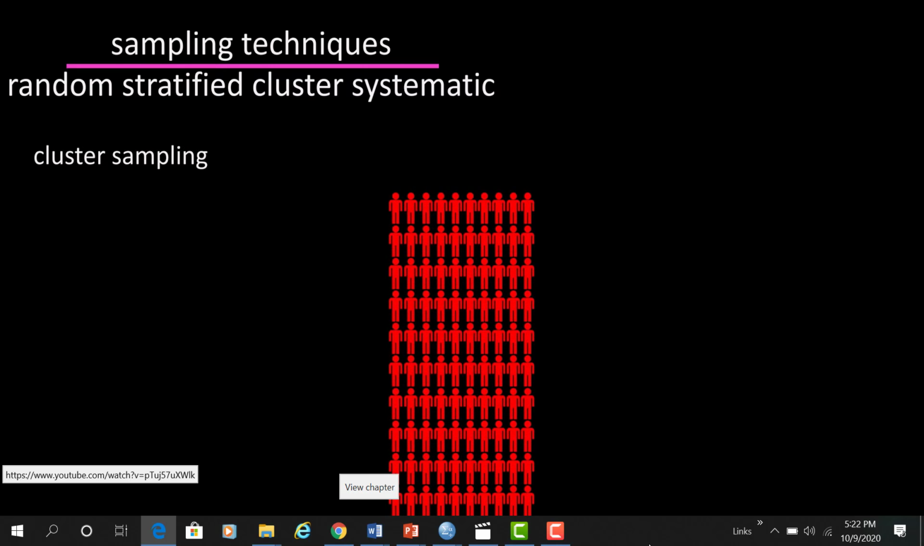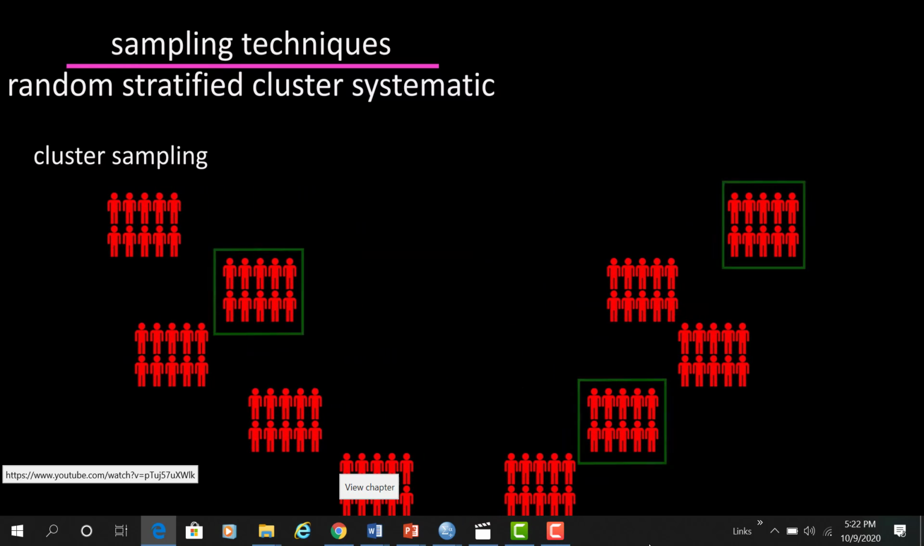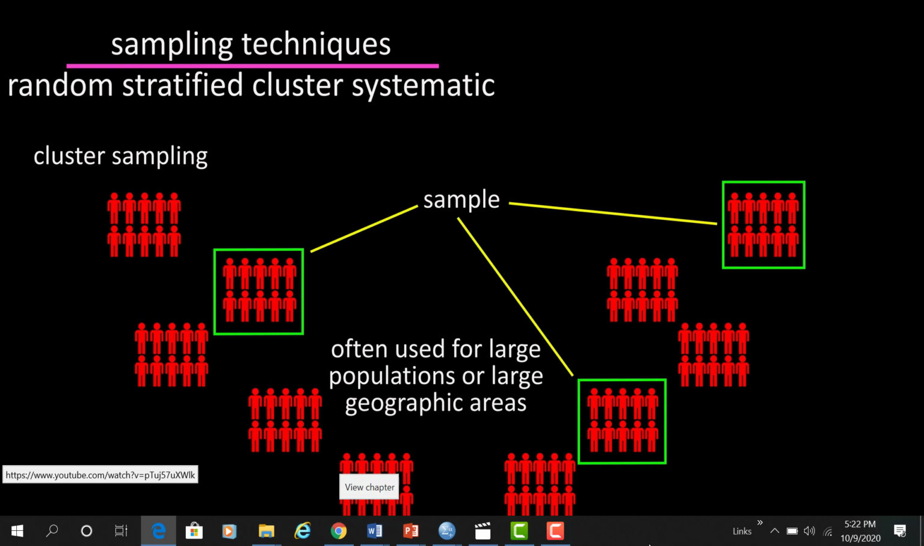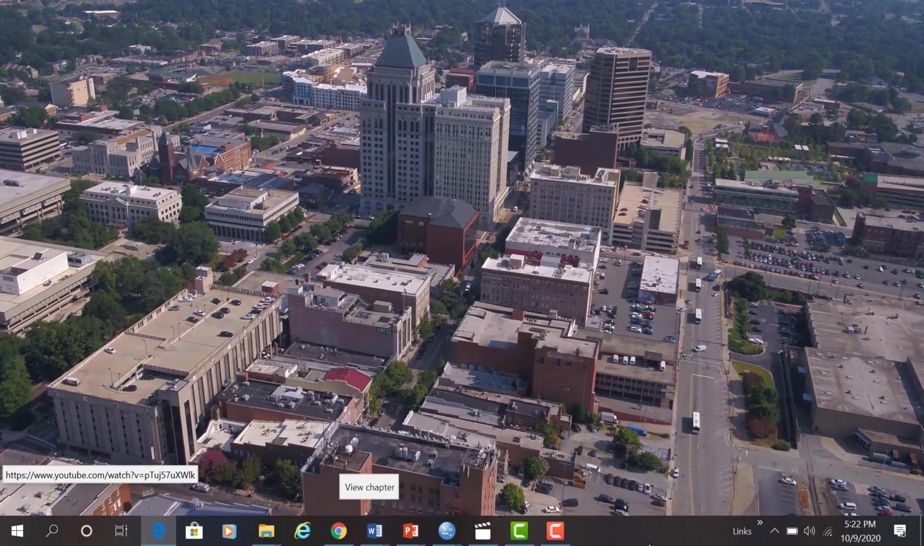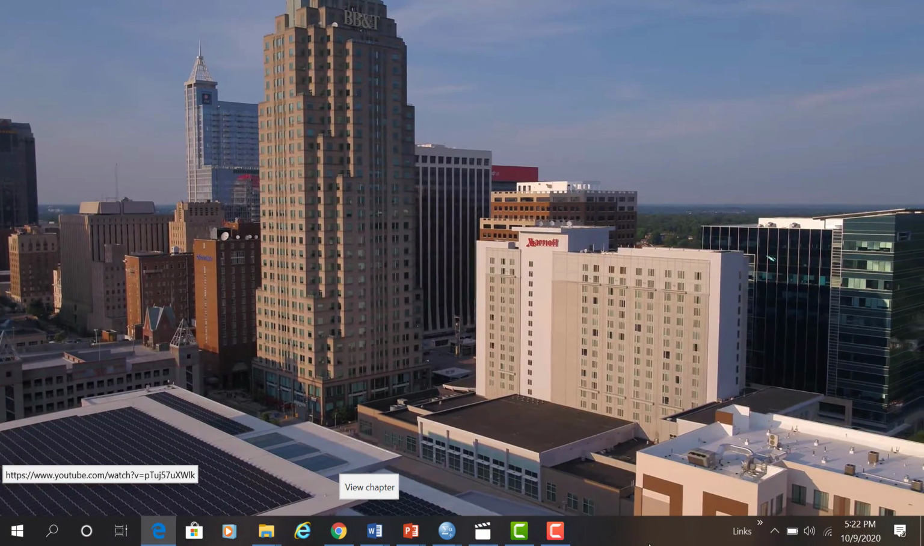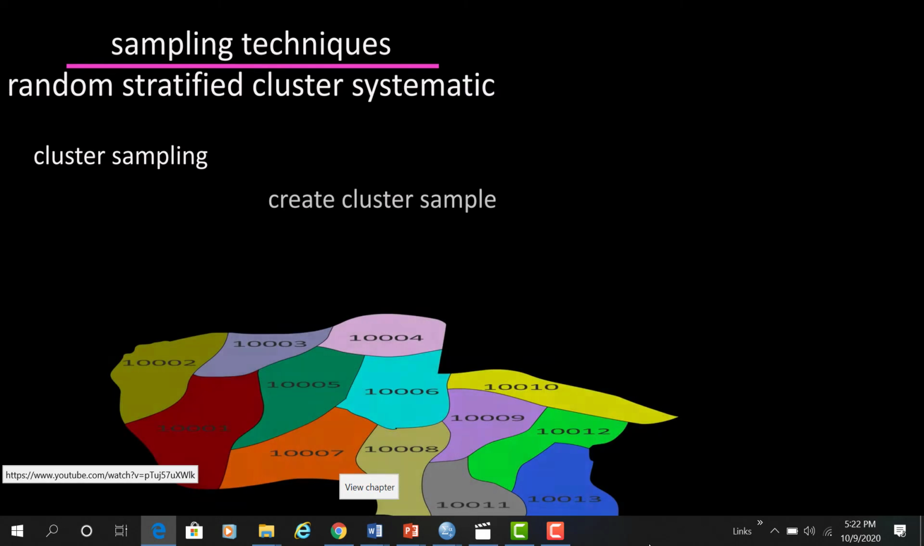A cluster sample is obtained by dividing the population into sections or clusters, then randomly selecting one or more of the clusters and using all of its members as members of the sample. This is often used when the population is large or there's a large geographic area. For instance, let's say you wanted to survey small business owners in a very populated city. It would be costly and time-consuming to survey every single small business owner. So you could create a cluster sample using zip codes and maybe survey 2 or 3 of the 13 different possible zip codes. Cluster samples can be efficient and cost-effective.